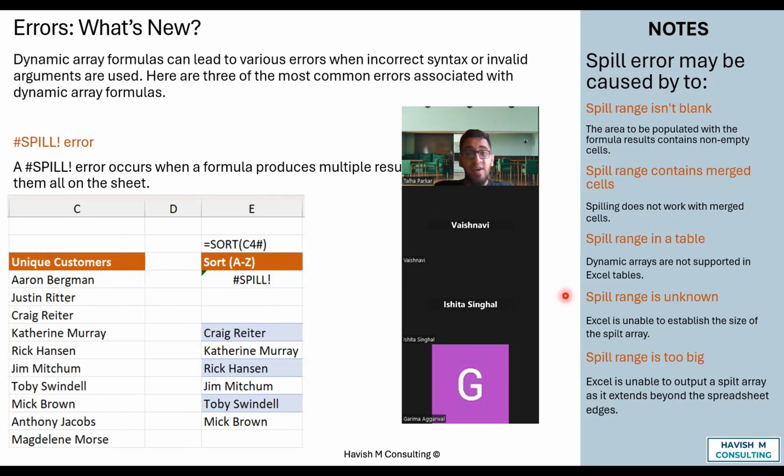So why does it occur? When your spill range isn't blank. Like in this case, there are already values here. That's why you see a spill error. If there are merged cells, even though they are blank, if there are merged cells, you will get a spill error.